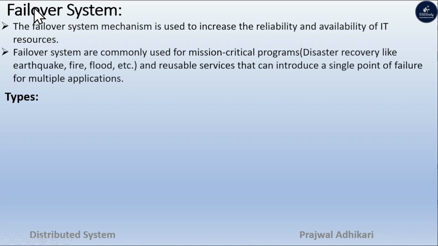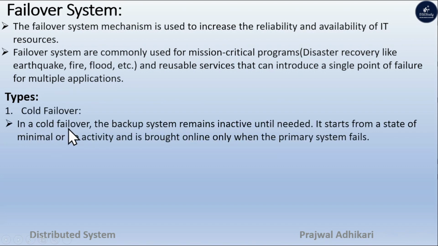Now, failover system. The failover system mechanism is used to increase the reliability and availability of IT resources. Failover systems are commonly used for mission critical programs such as disaster recovery, like earthquake, fire, flood, etc., and reusable services that can introduce a single point of failure for multiple applications. There are three different types of failover systems. They are cold, warm, and hot failover.